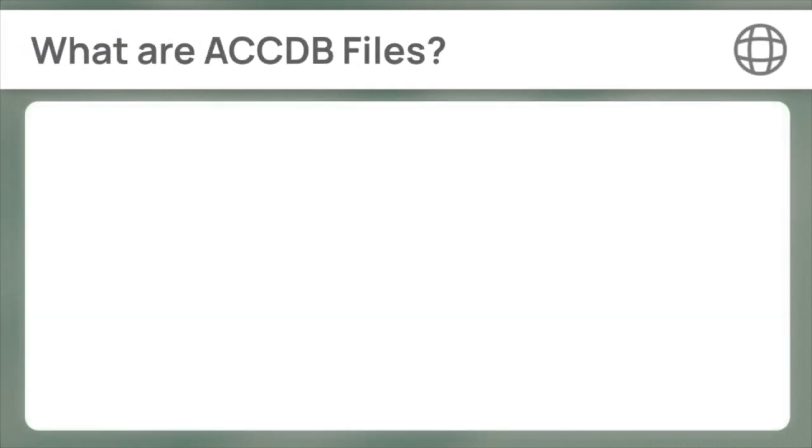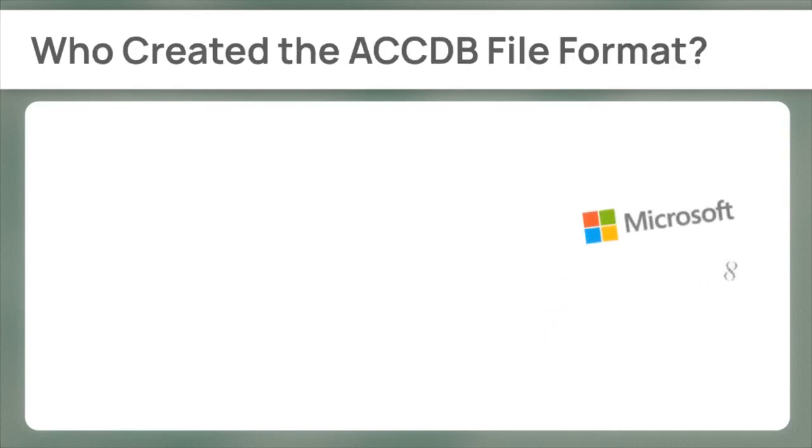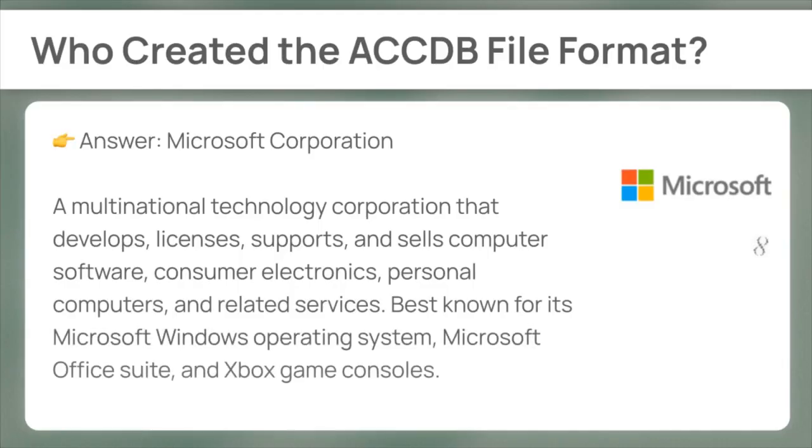The ACCDB file format is the primary database format used by Microsoft Access versions 2007 through 2024. It supports a wide range of database features, including tables, queries, forms, reports, and macros. ACCDB files can store large amounts of data and are often used for small to medium-sized business applications, providing a robust and user-friendly database solution.